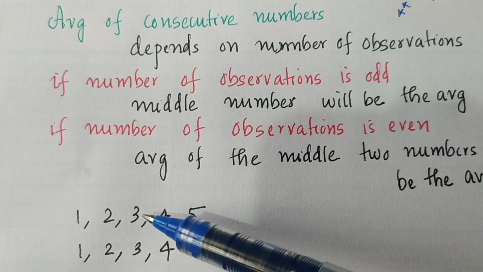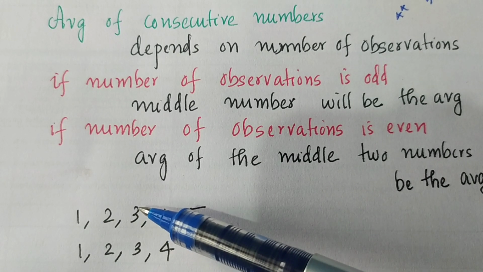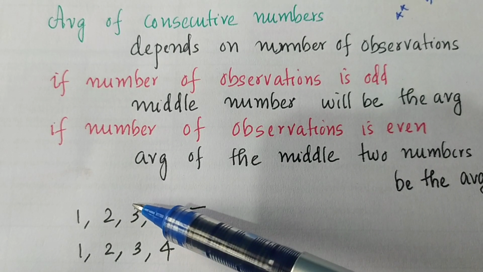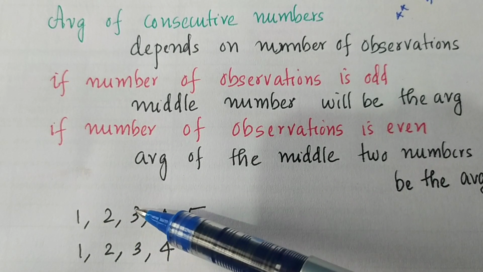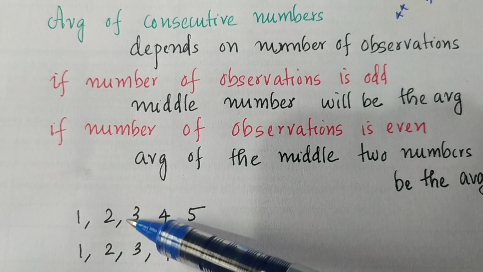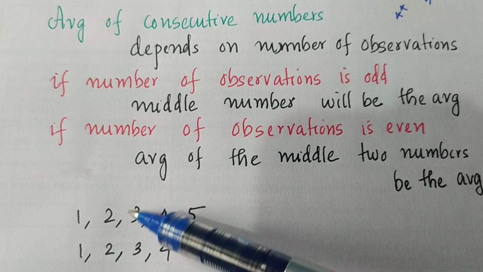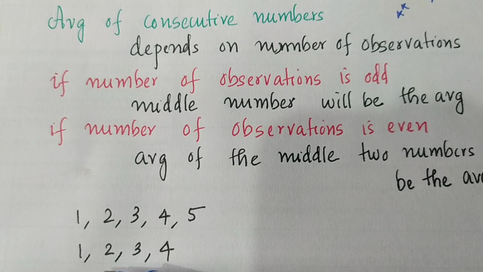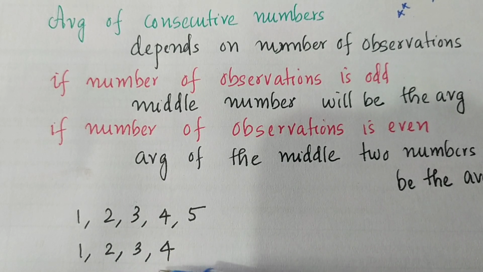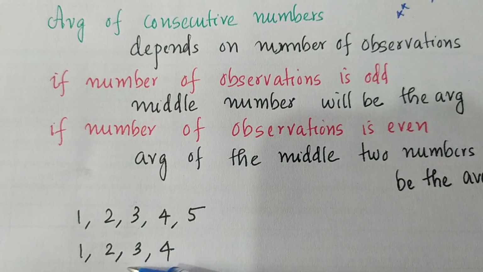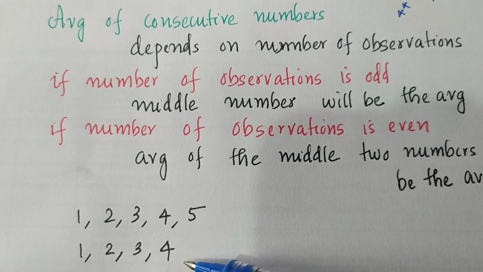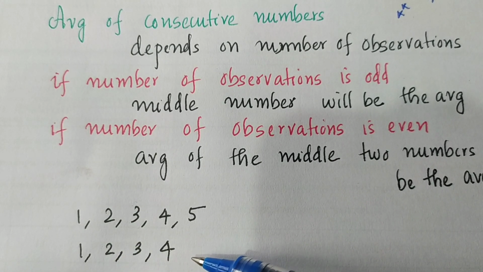That is 5. So it is very simple. The average of these 5 numbers will be 3 itself. The middle number will be the average. So what will be the average of the series 1, 2, 3 and 4? The average of the middle two numbers will be the average, which is equal to 5 by 2, that is 2.5.